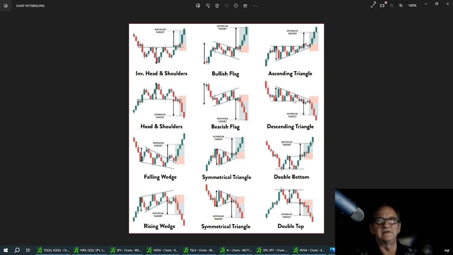Or a descending triangle. Now many of these descending triangles will bounce off the third bottom. So for example, if we go 1, 2, 3, we could break out there. That would be bullish. But on that fourth time, you might be looking at a downtrend. So I want to really talk about that number 3 today. Same thing with the falling wedge. 1, 2, 3, boom. 1, 2, 3, boom.